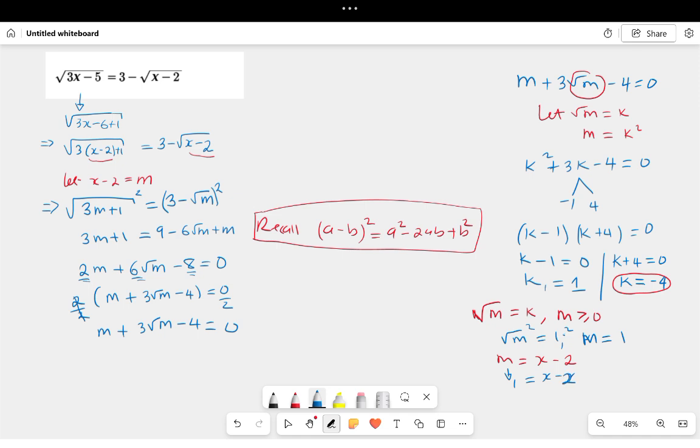So our x value is going to be, this negative 2, you move it to this side, it's going to be 1 plus 2, which is going to be equal to 3. Therefore, our final solution is x equals 3.